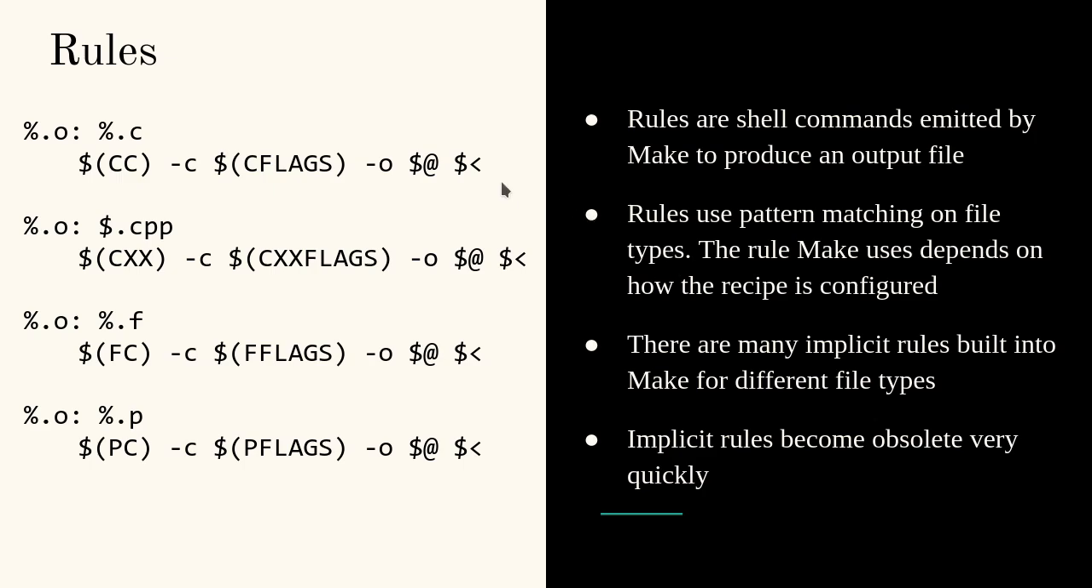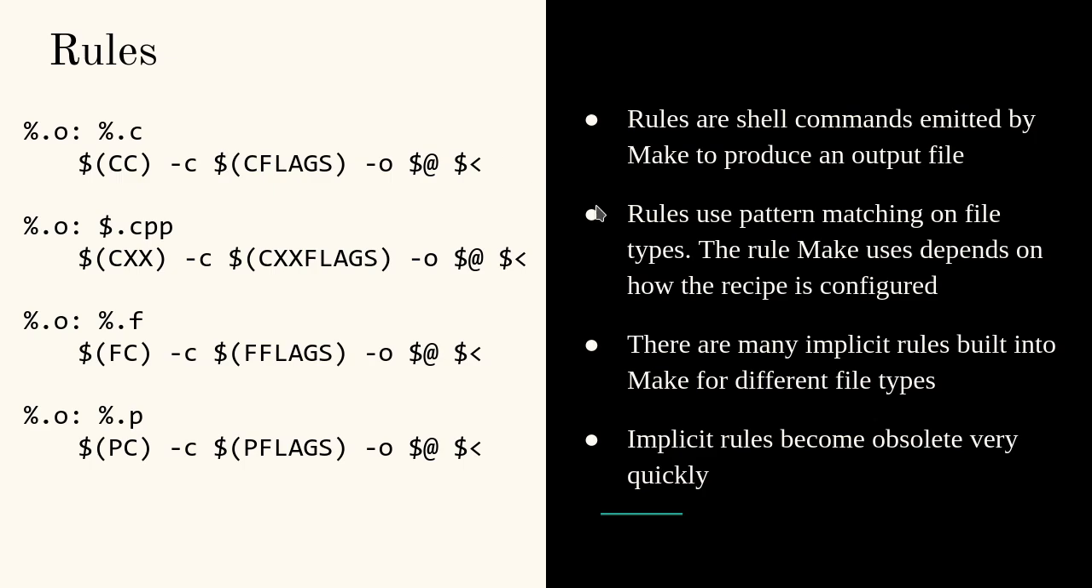So these rules all use pattern matching. They all look at the file extension. And you can define a rule for any file extension you want. You don't have to use C or O. Make really will work with anything. You just have to tell it what to do and how to do it.